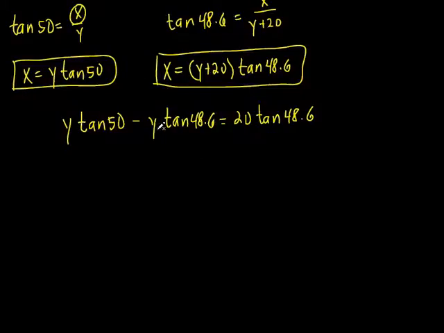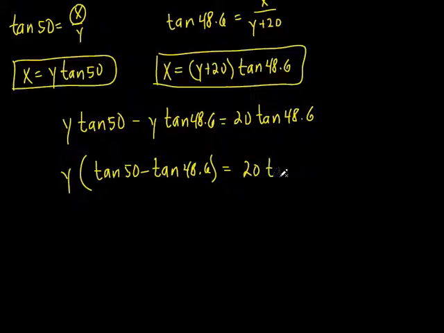Now, what do we want to do? We want one y, don't we? We don't want two y's like this. So what's the word? Greatest common what? Factor, right. We're going to factor a y. So we factor out the y. What do we get? We get the tangent of 50 minus the tangent of 48.6, right, equals all this, 20 times the tangent of 48.6.